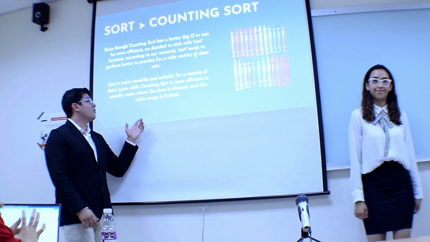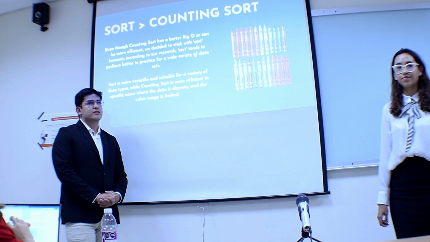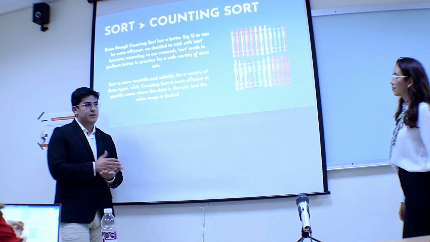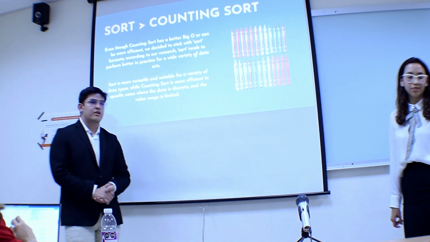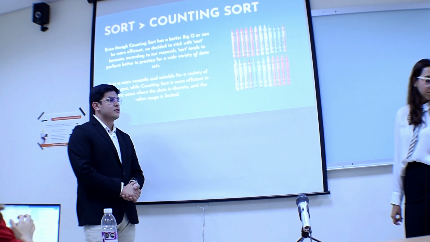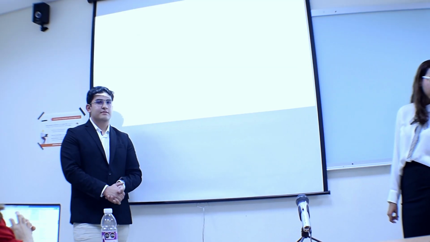So in conclusion, counting sort is more efficient in specific cases where the data is limited, for example, colors or a small amount of numbers. So please go back to the flowchart.